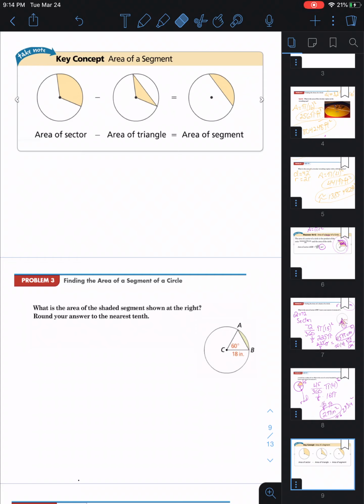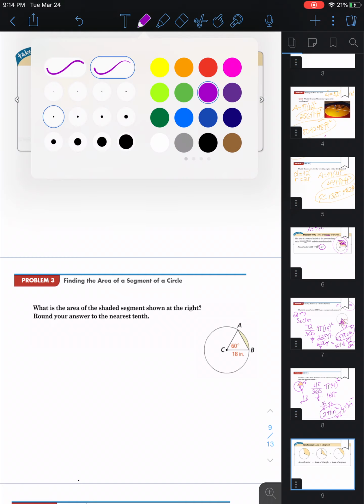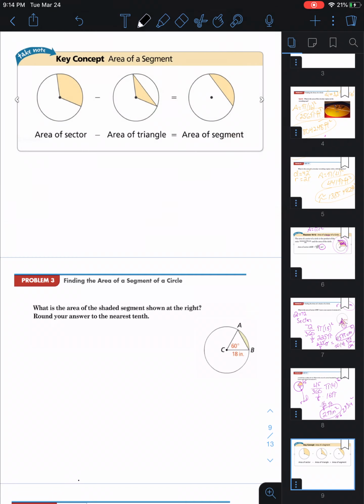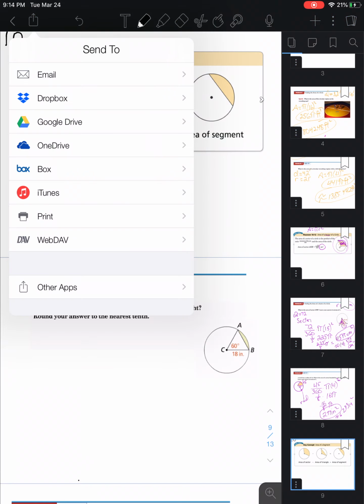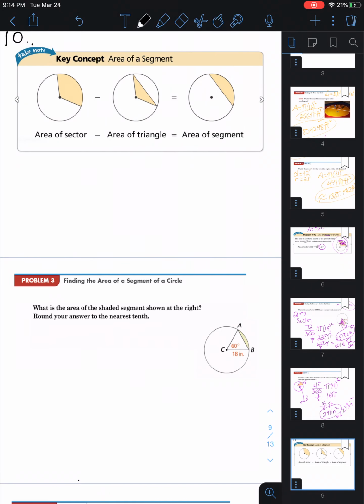And for the third section of 10.7, I'm going to go to black here. 10.7C. We're going to take a look at the area of a segment.